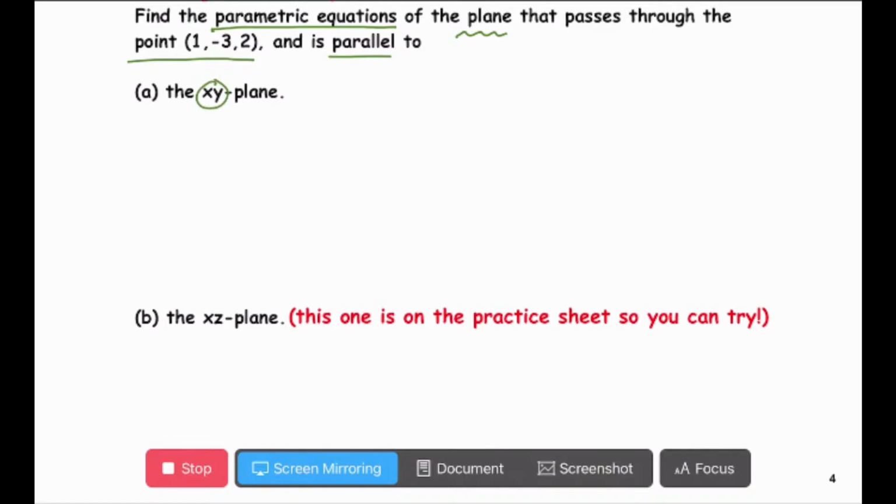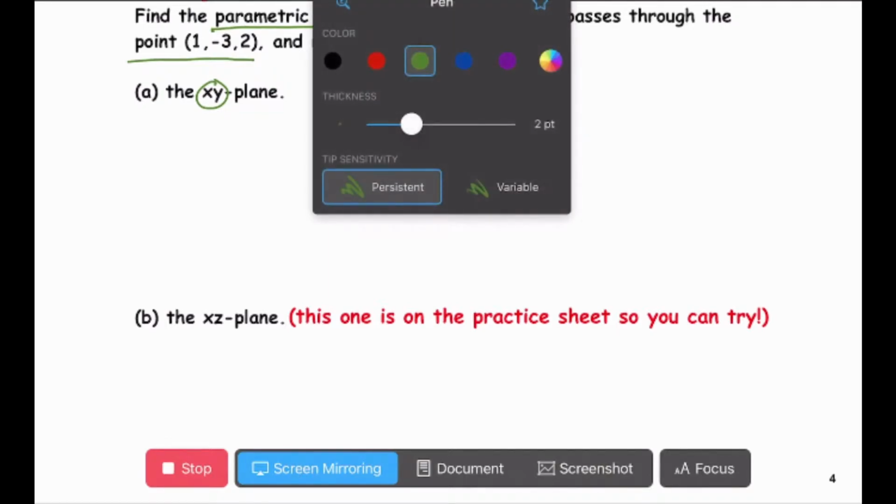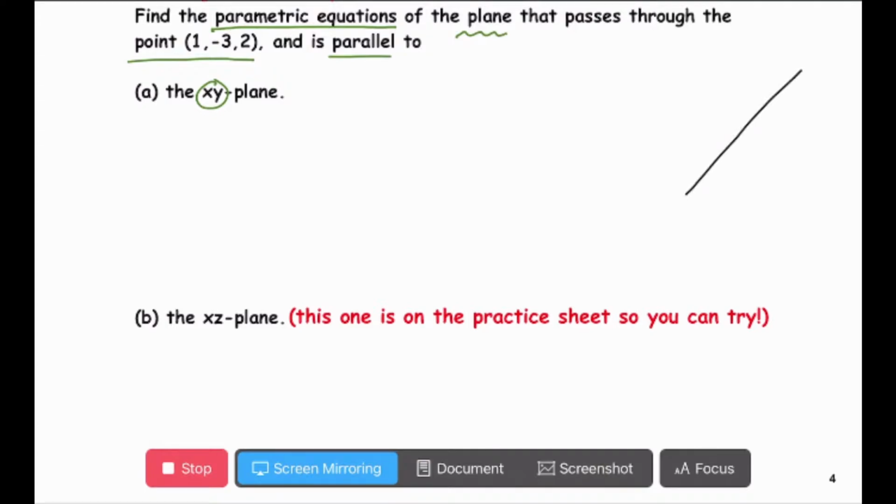First thing we're going to do is find our vector equation. And let's actually make a little diagram that represents what we're looking at, just to help us visualize before we get into our step calculations. So we will draw our x, y, z axes. We know that the plane passes through the point 1, negative 3, and 2. So x is 1, y is negative 3, and z is 2.